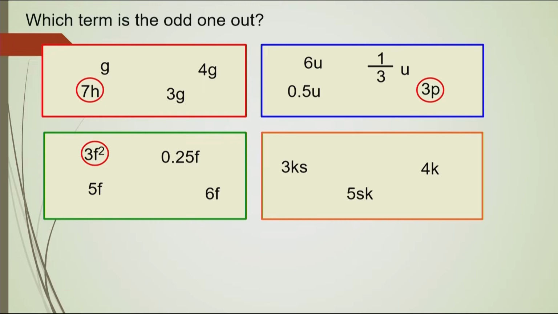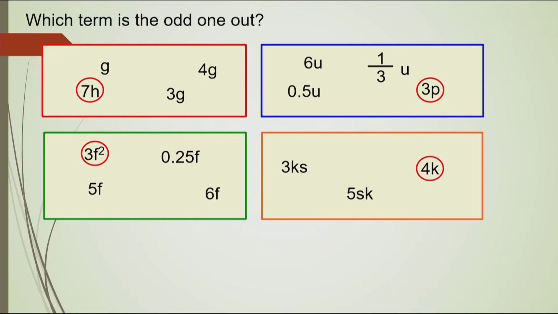Third one, we've got 3F squared. That's a bit different, isn't it? They all have got an F, but 3F squared is different because the rest have got only F. So that's something new to you. You put a power, it changes. It's no longer similar to the rest. If they all have got power 1, they must all have the power 1. Power 2 makes this one different.